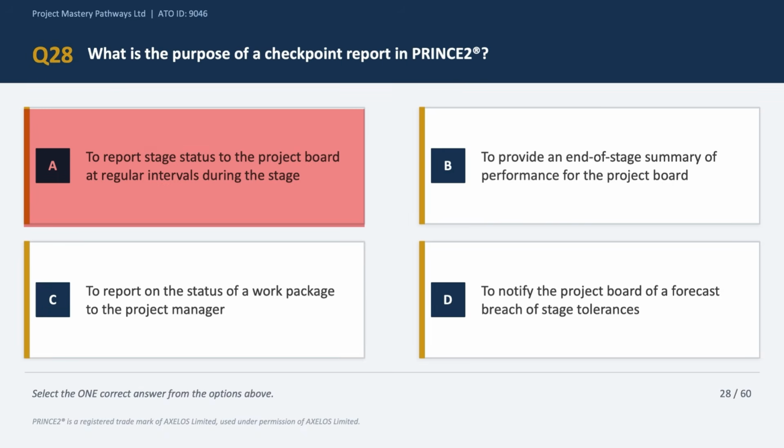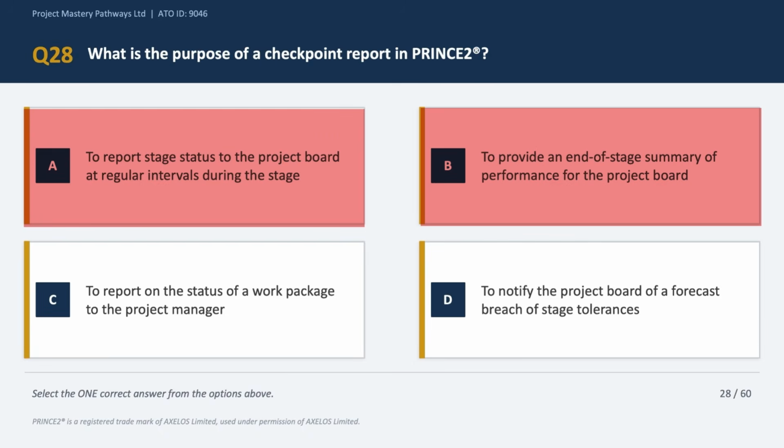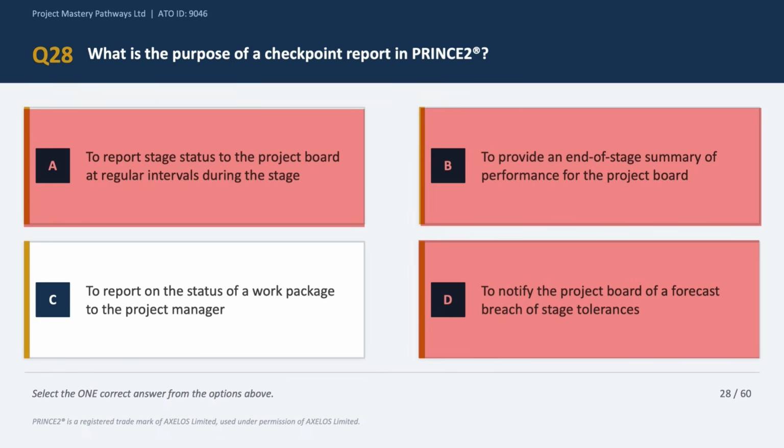Option B says to provide an end of stage summary for the project board, and that is like the end stage report, not the checkpoint report. Again an incorrect referencing of the report. So option B is incorrect. Option D says to notify the project board of a forecasted breach of tolerance. We have done this a few times already as per the previous questions. That is the exception report, right? So option D is incorrect.